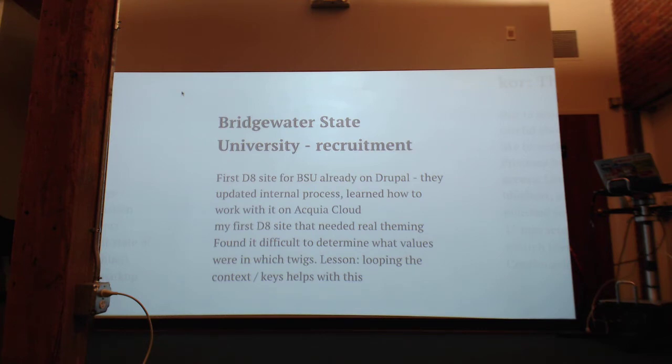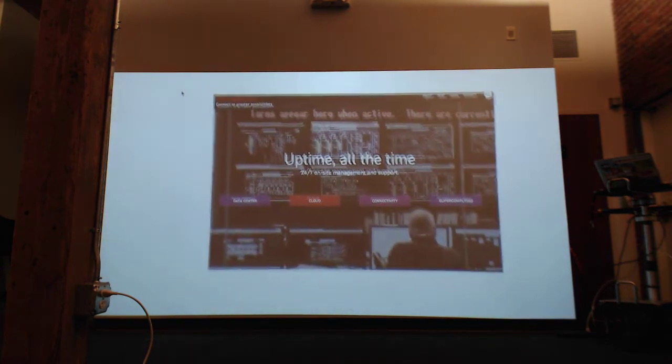You're like, where is the URL value of the field? Is that here? You know, stuff like that. So one of the tricks to that is that you can loop through the context and keys in Twig, and you can see all the variables that are available inside each Twig. To me, that was one of the toughest Drupal 8 learning curves. If anybody else wants to chime in on that, I'd welcome more feedback. But it was definitely a learning curve to figure that out.